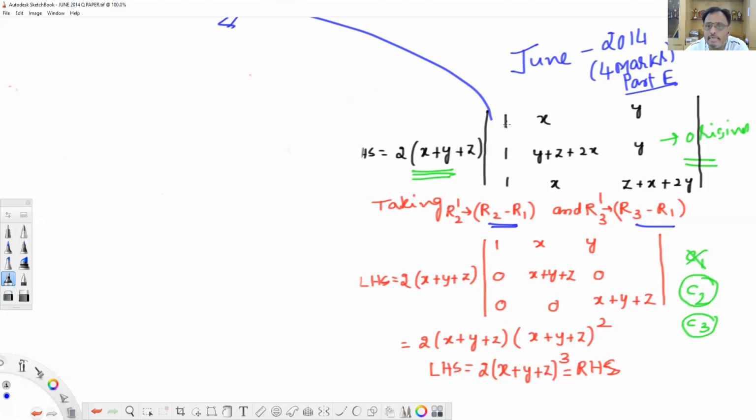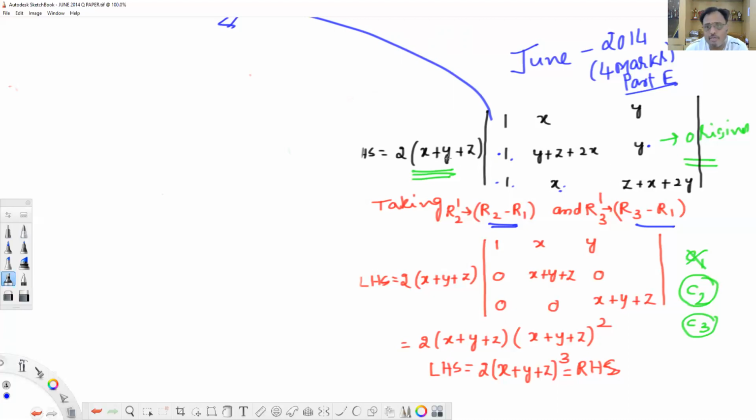Yes, R2 minus R1, look here, if I do that, this will become 0. Y plus z plus 2x minus x means it will become x plus y plus z. Y minus y means this will become 0. And here again R3 minus R1, 1 minus 1 will become 0, x minus x will become 0. So that means one side of the principal diagonal elements will become 0. When one side of the principal diagonal elements become 0, the value of the determinant can easily be calculated by multiplying the diagonal elements. So the answer remains.